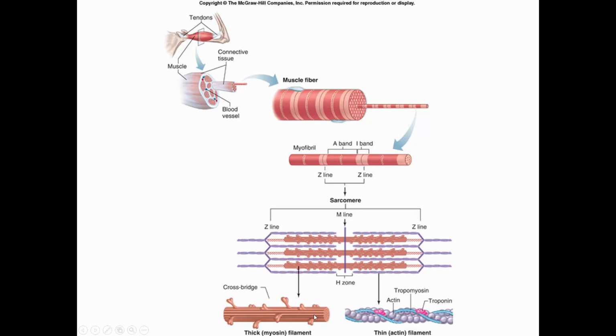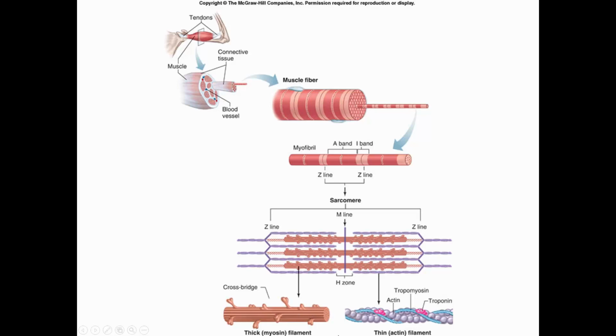So myosin is a polymer of many, many molecules of myosin. They look like double-headed golf clubs. All the shafts of the golf clubs are together, and then the little myosin heads stick out in all directions.